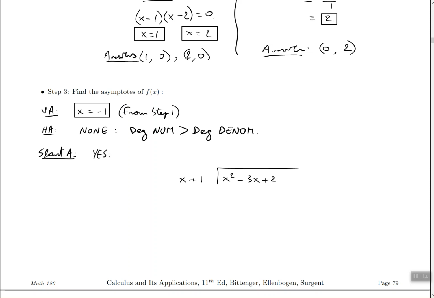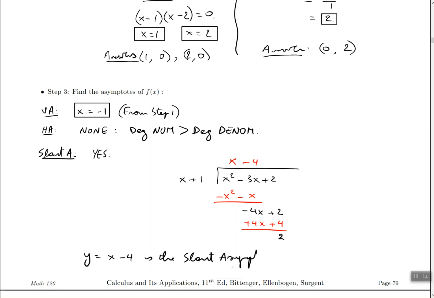So pause the video and see if you can get the answer like I just did. So after I do the long division, I get x minus 4 and the remainder of 2, so the slant asymptote has the equation y equal to x minus 4. Okay, so hopefully you get the same thing. If not, let me know and I'll try to answer the question.